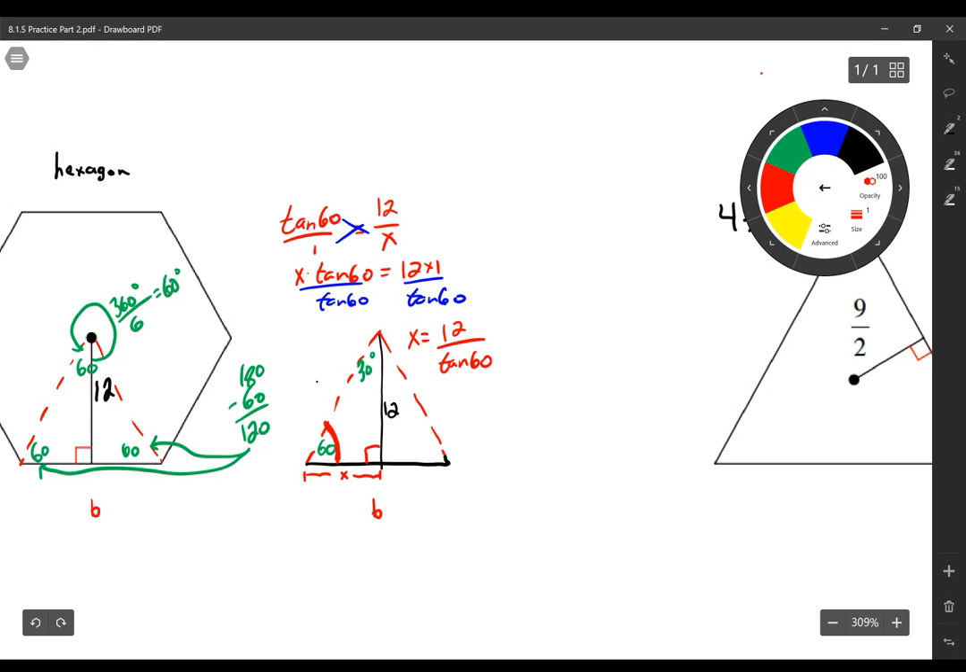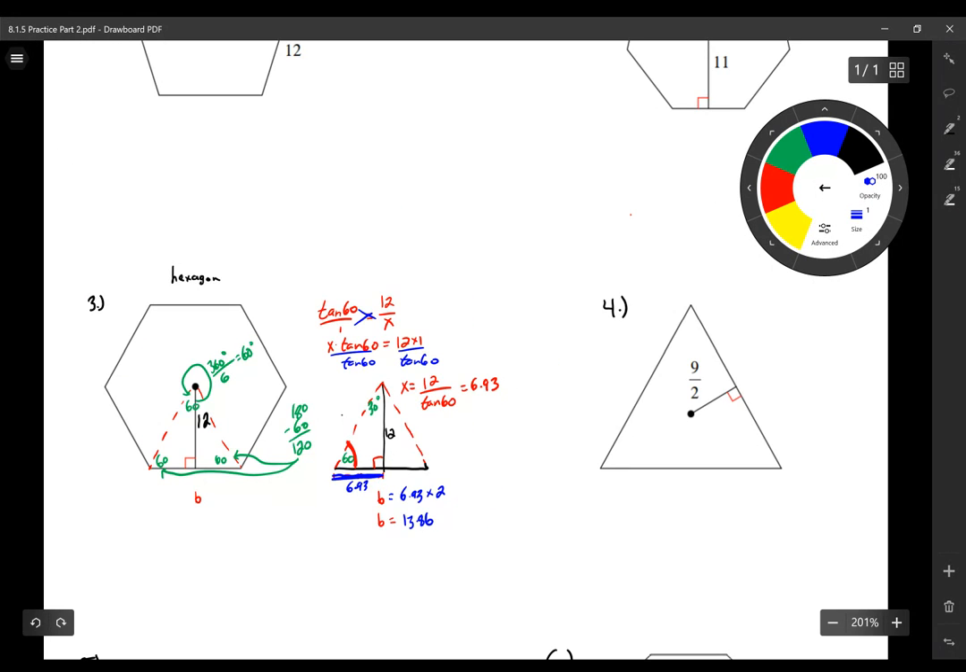And let me grab my calculator. And that is going to be, since tan of 60 is the square root of 3, 6.93. So that means that that x value, this value right here, is 6.93. But we know that our base is twice as big. So that means that we need to multiply 6.93 times 2 to get our base. So that means that we end up with 13.86 as our base.